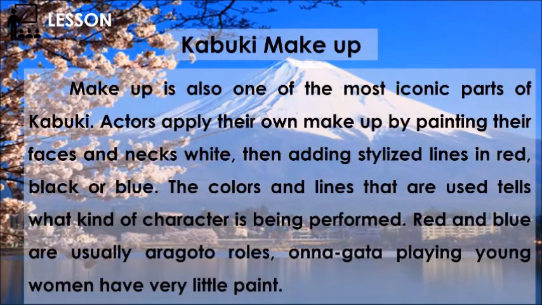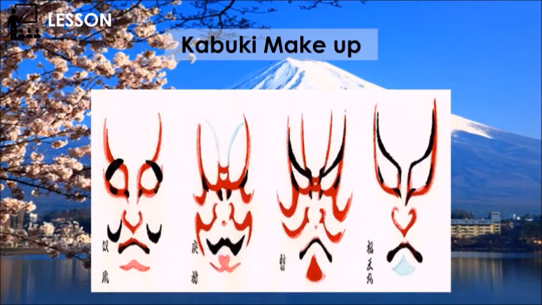Kabuki makeup. Makeup is also one of the most iconic parts of Kabuki. Actors apply their own makeup by painting their faces and necks white, then adding stylized lines in red, black, or blue. The colors and lines that are used tell what kind of character is being performed. Red and blue are usually Aragoto roles. Onnagata, playing young women, have very little paint. The Kabuki makeup.